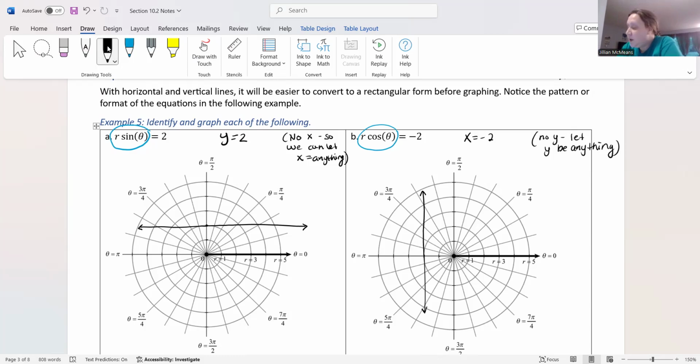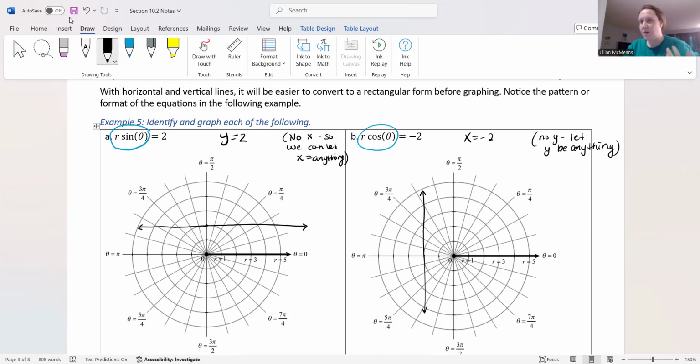Okay, so here we have our vertical line, and remember, we always associate cosine with the x's. Okay, so basically, no matter what angle for theta we choose, it doesn't matter what we choose. When we take that cosine of whatever angle and then multiply it by whatever r is, we're always going to get a result of -2, which gives us this vertical line.